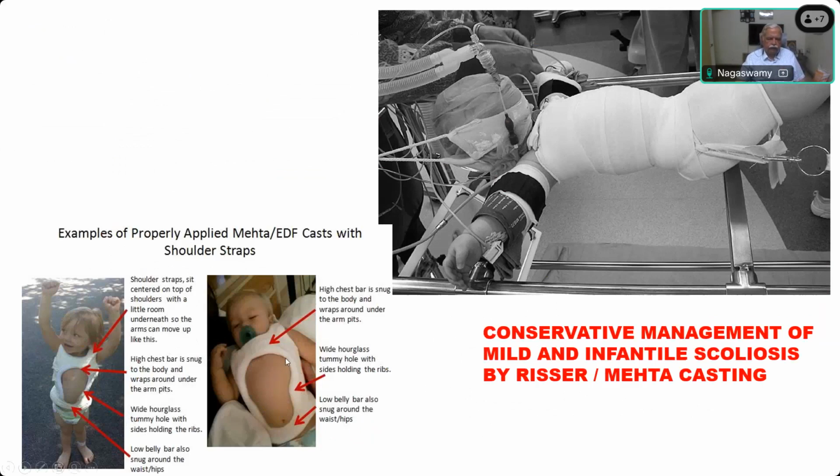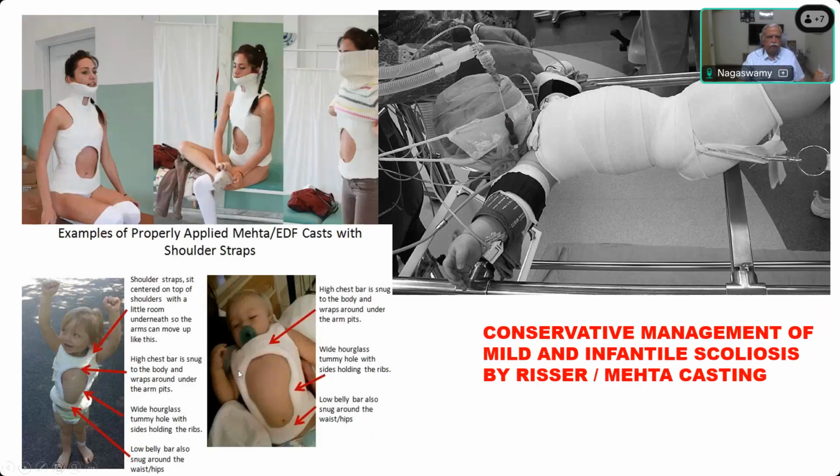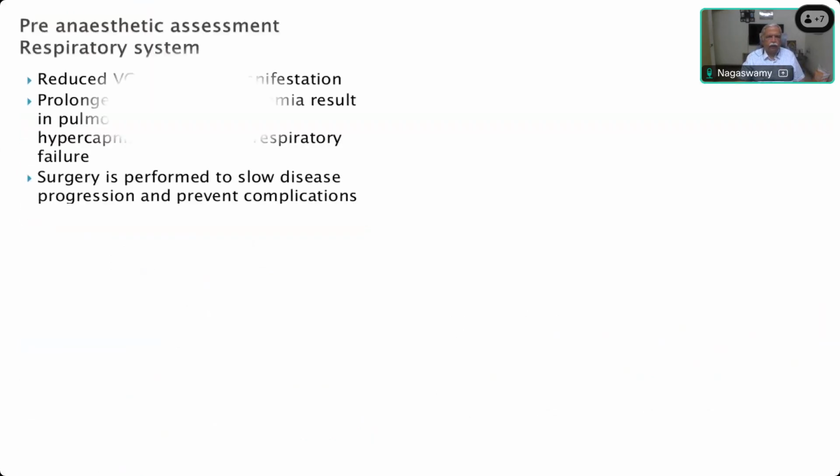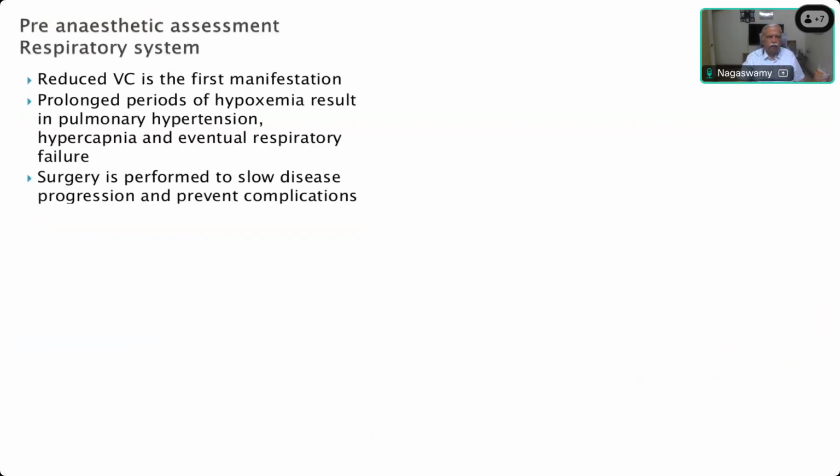If you don't give this gap, the patient will go into distress. So the back is completely covered. For an adult also, you can do the same type of application; a metal cast is also available. And in pre-anesthetic assessment, sometimes you may have to do a pulmonary function test also, because reduction in the vital capacity is the first manifestation. And a prolonged period of hypoxemia results in pulmonary hypertension because of the aggressive hypoxic pulmonary vasoconstrictor reflex.